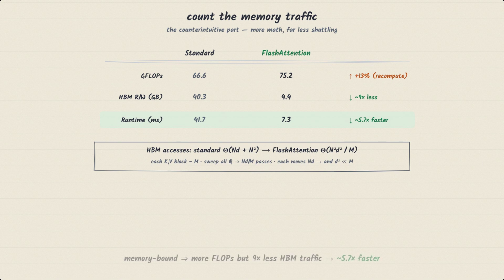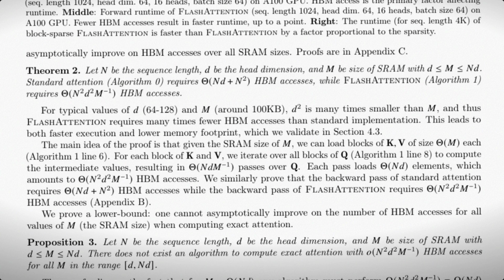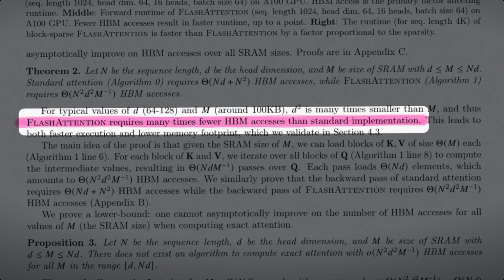And the authors go one step further and prove a matching lower bound. Across the relevant range of SRAM sizes, no exact attention algorithm can beat this HBM count asymptotically. So FlashAttention isn't merely faster. On memory traffic, it's essentially optimal. And this is proven, not just measured.